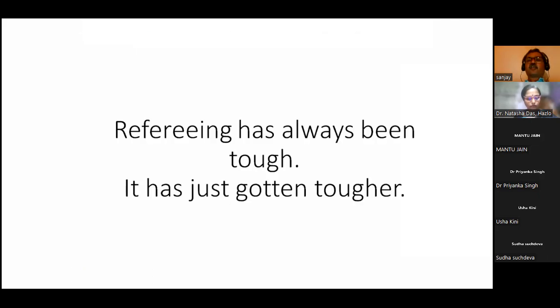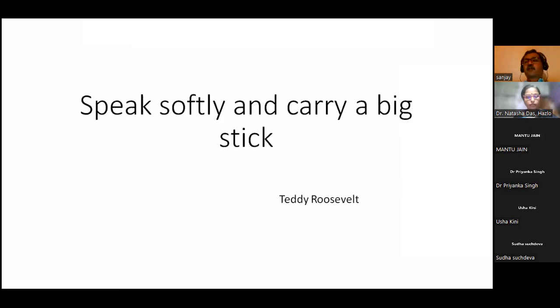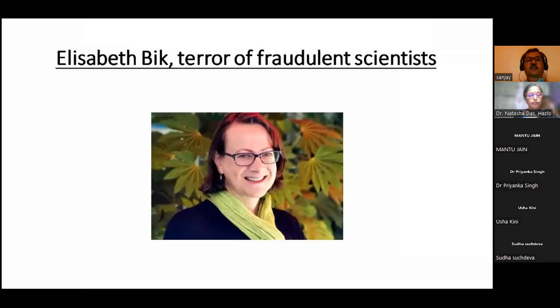Refereeing has always been tough. It has just gotten tougher, like I said. And finally, Teddy Roosevelt made this statement for diplomats: speak softly and carry a big stick. That's what referees also have to do. Be diplomatic, but come out there with the truth and tell them the honest truth about their paper.